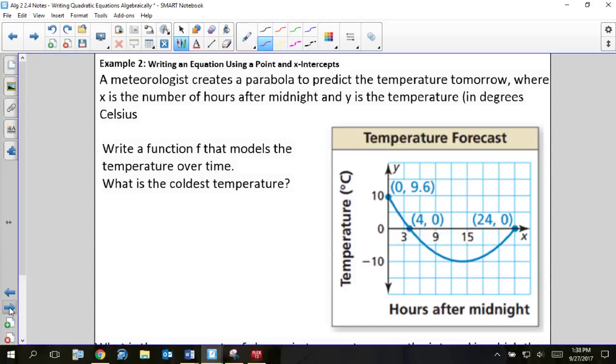Okay, so example 2. A meteorologist creates a parabola to predict the temperature tomorrow.